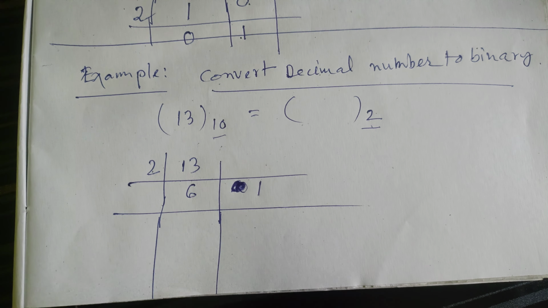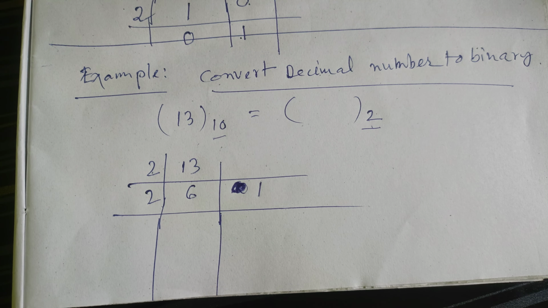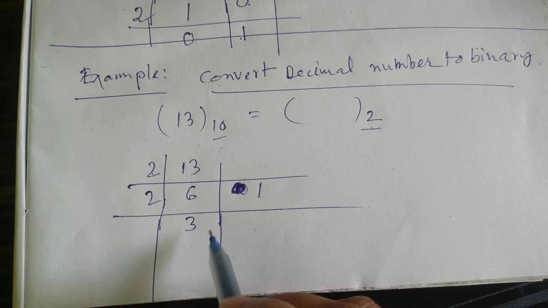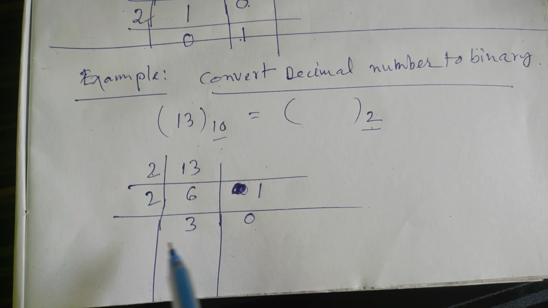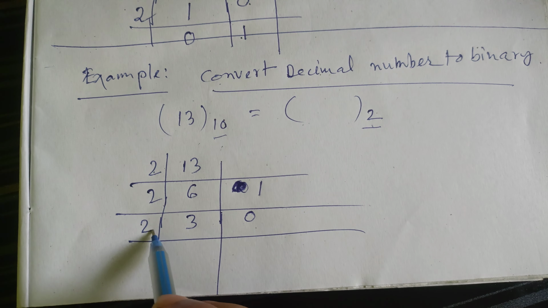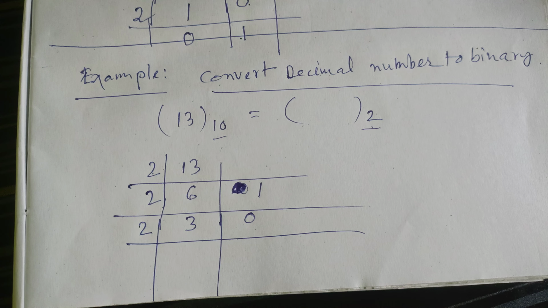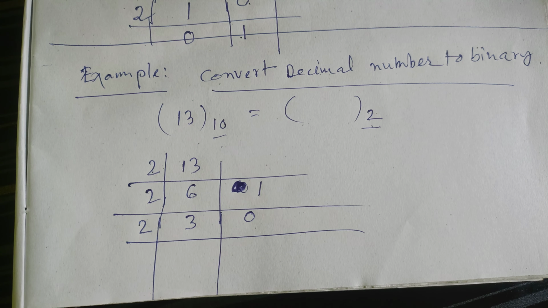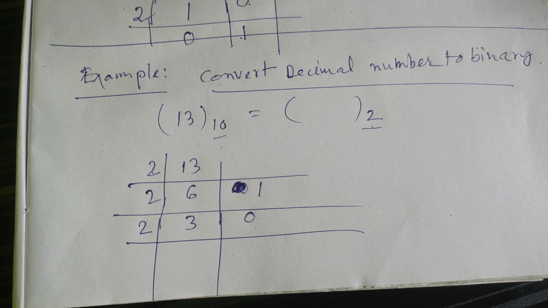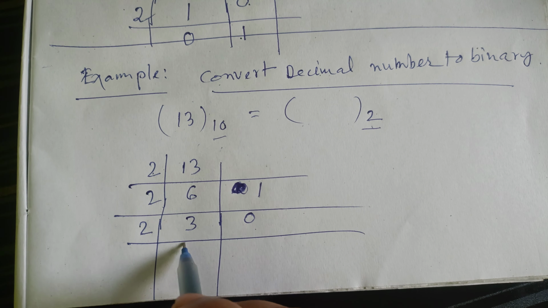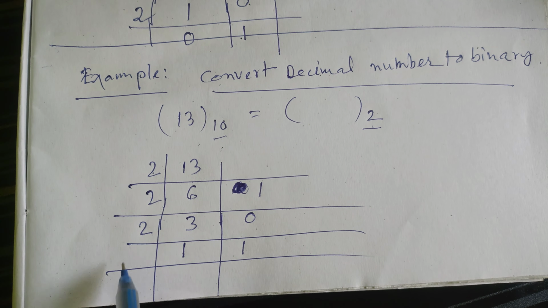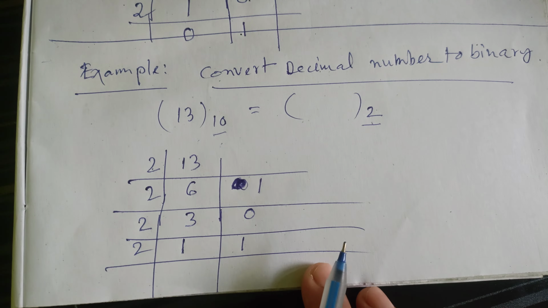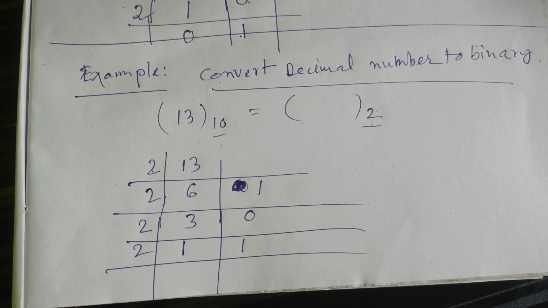Okay, now again we'll divide it by 2. Then it will be 3, and 3 times 2 is 6, so the remainder will be 0. Now this time again we have to divide 3 by 2, so now it will be 1 and the remainder will be 1. Again we have to divide it by 2.